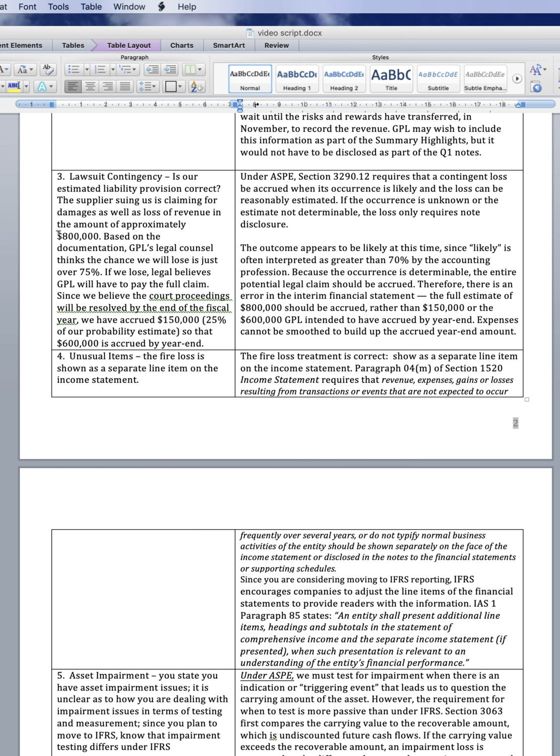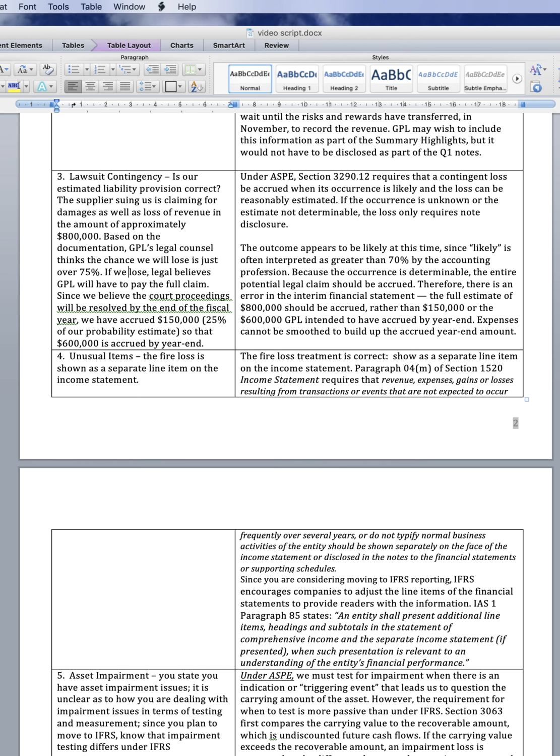The supplier's suing for $800,000, and if we lose, the legal department believes that they'll have to pay the full amount of the claim, which is $800,000. So GPL thinks the court proceedings will be resolved by the end of the fiscal year, which means we still have another 3 quarters to go after September 30th, right?